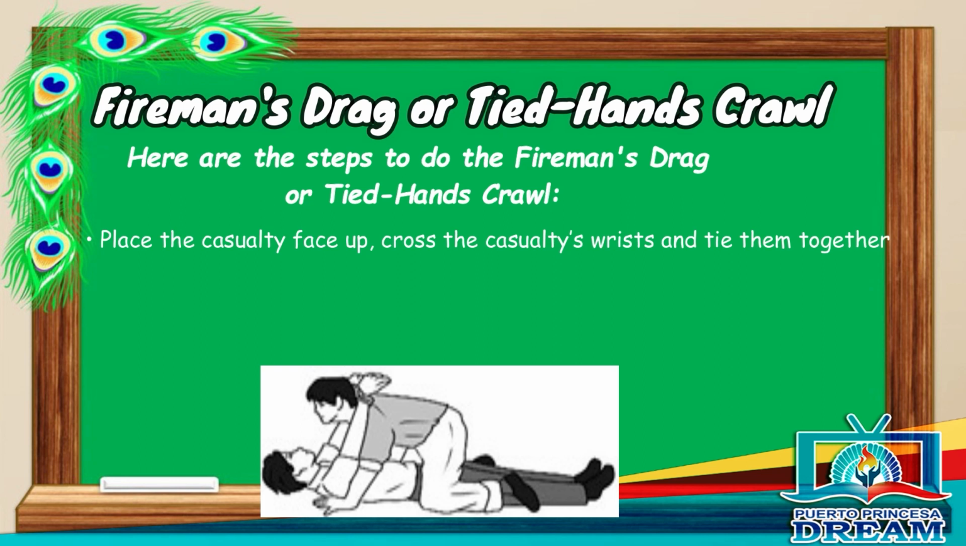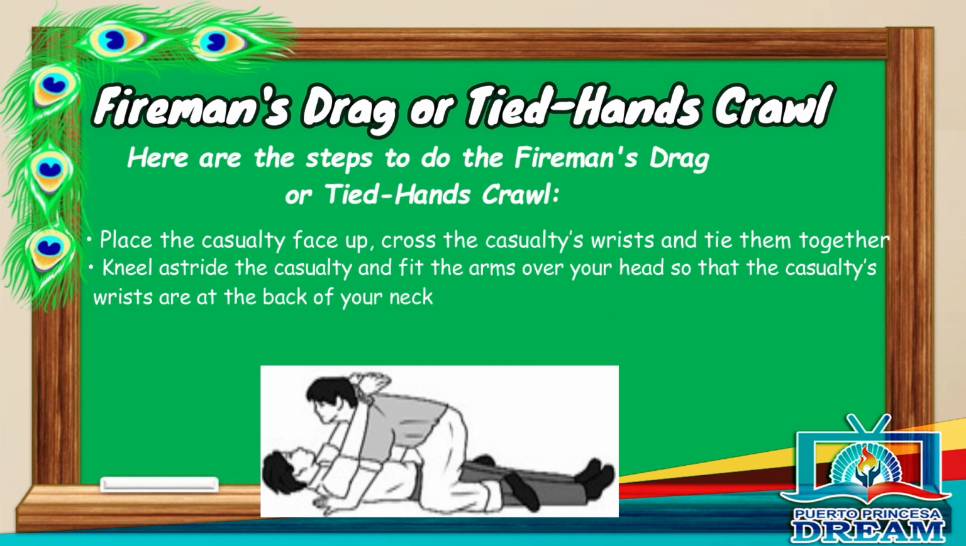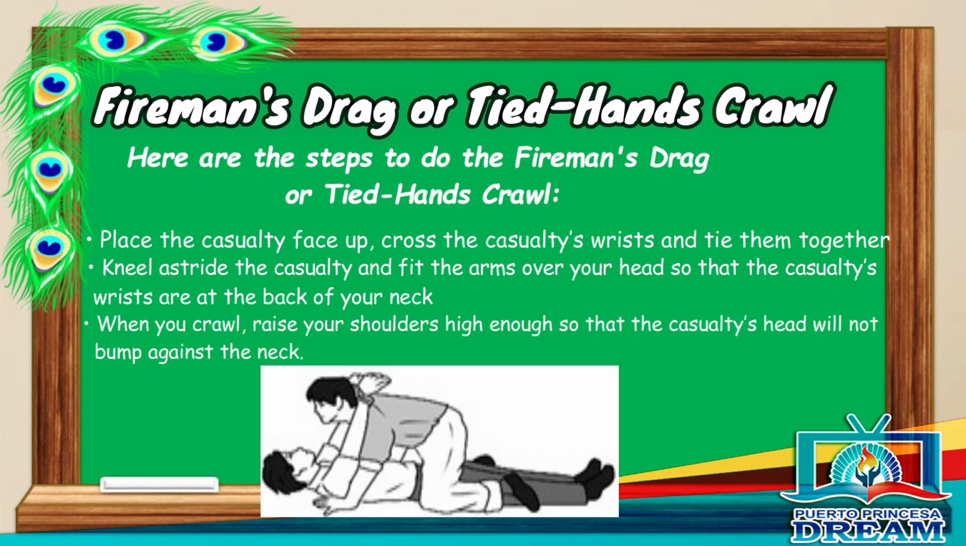Cross the casualty's wrists and tie them together. Kneel astride the casualty and pass the arms over your head so that the casualty's wrists are at the back of your neck. When you crawl, raise your shoulders high enough so that the casualty's head will not bump against the ground.